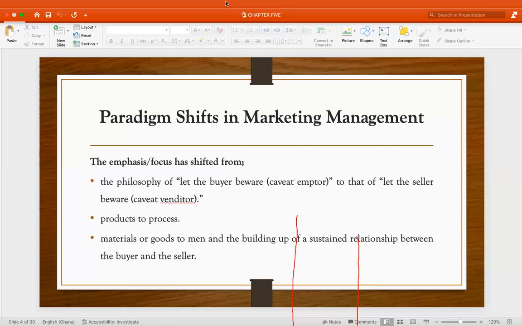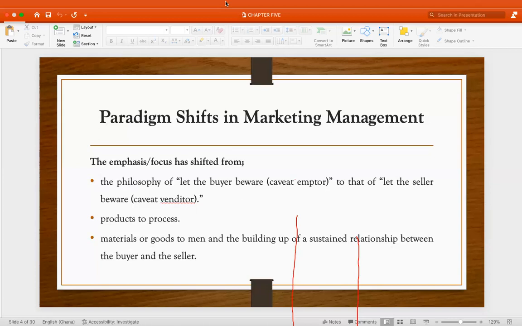So the shift in paradigm in marketing is very important that we talk about. Also, there is the shift from materials or goods to people, and the building up of a sustained relationship between the buyer and the seller. That one is also quite clear when you look at it.